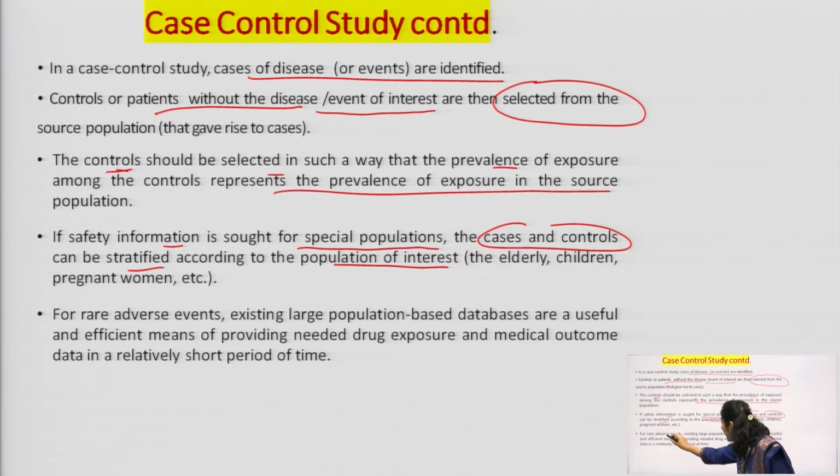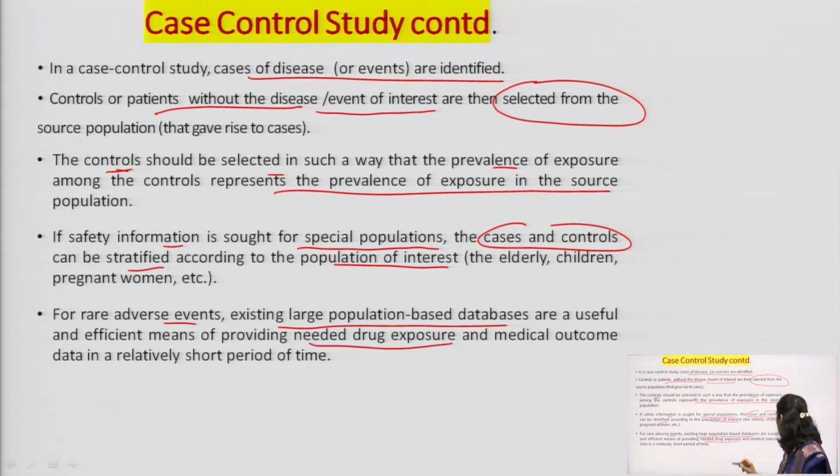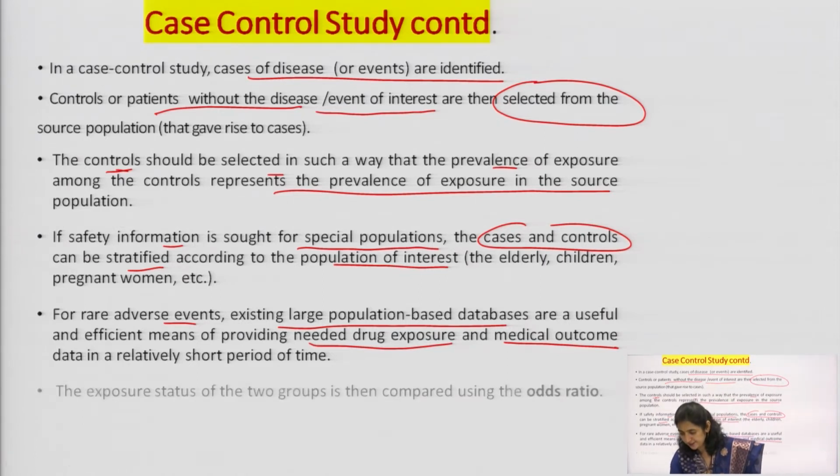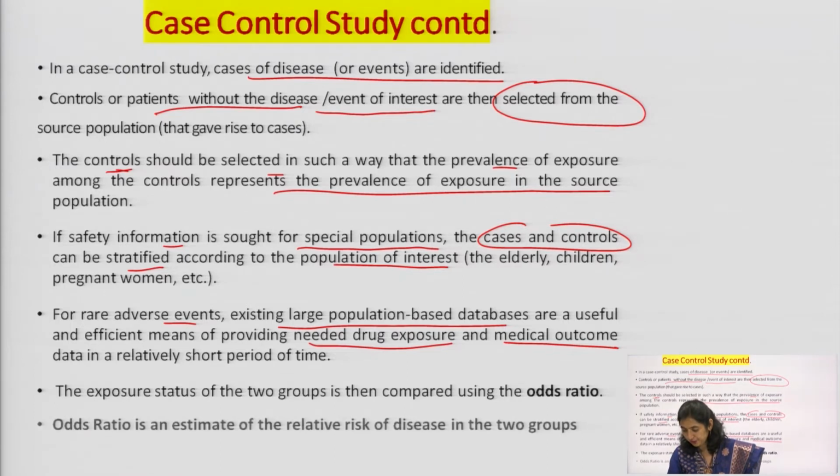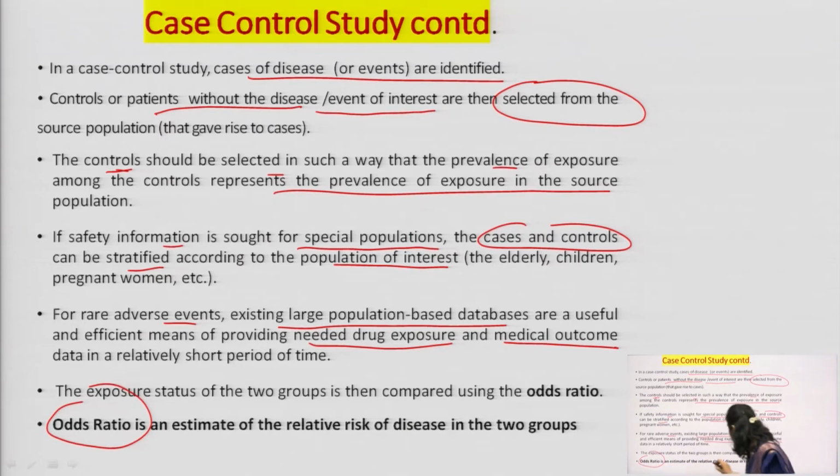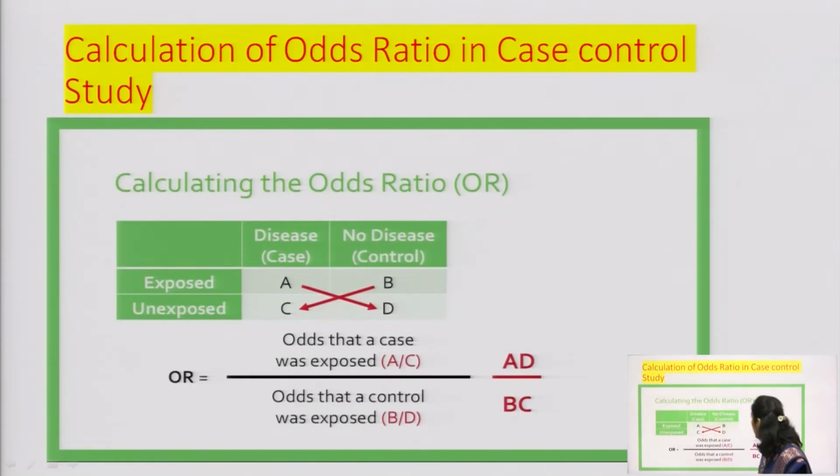For rare adverse events, existing large population based databases are efficient, useful means for telling us about the drug exposed and all the outcome data in a short period of time. The exposure status is then compared using odds ratio. So what is odds ratio? Let's understand what is odds ratio. It's an estimated relative risk of disease in two groups. Now, how do you calculate it?